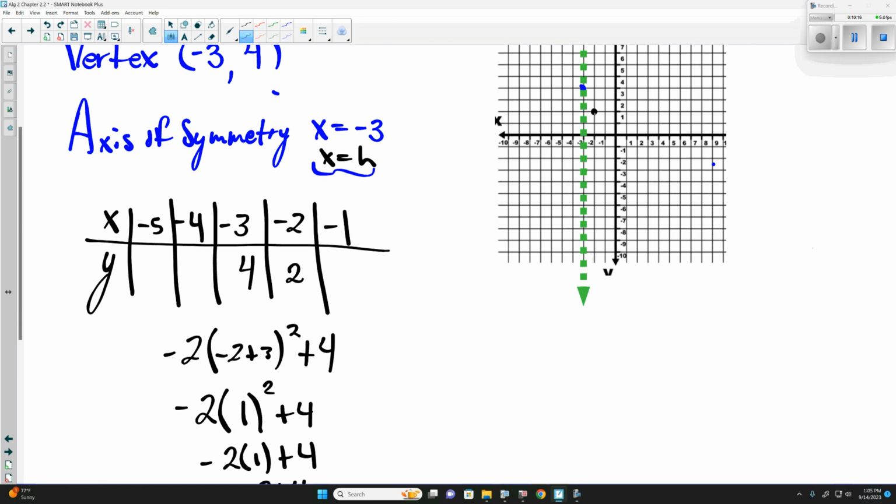So you're not going to have to graph it, but I want to just show you guys how this works. So that's how you graph it. So if we were going to graph it, we would do this here.